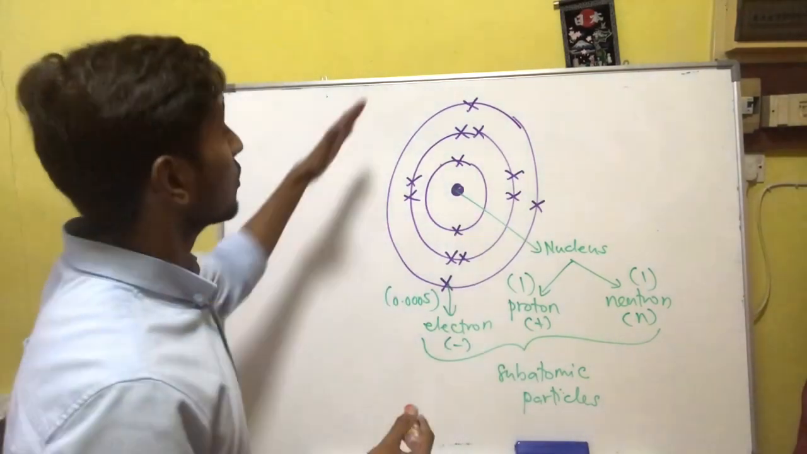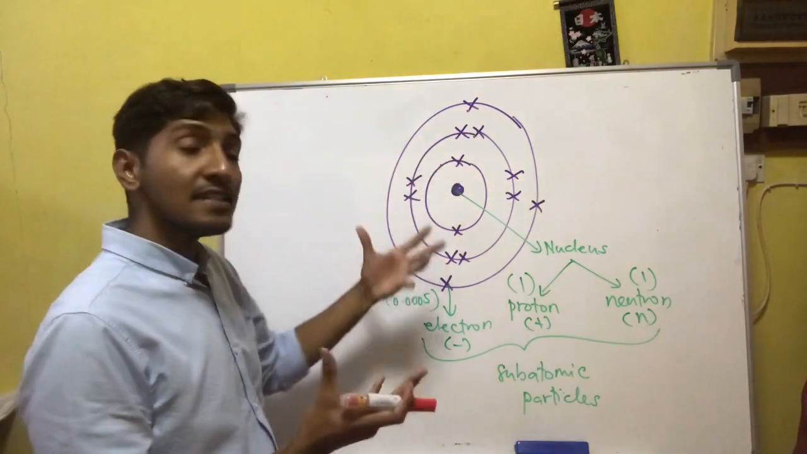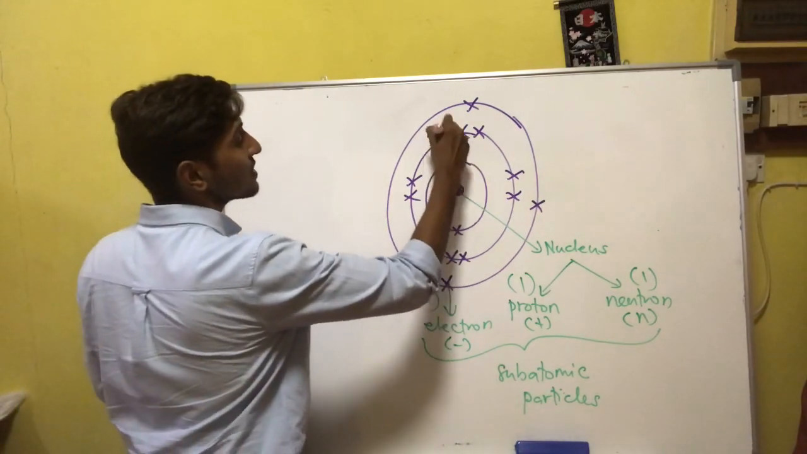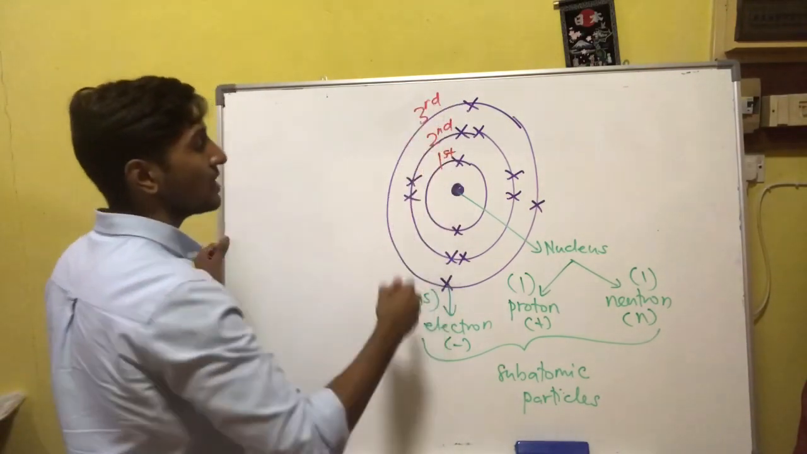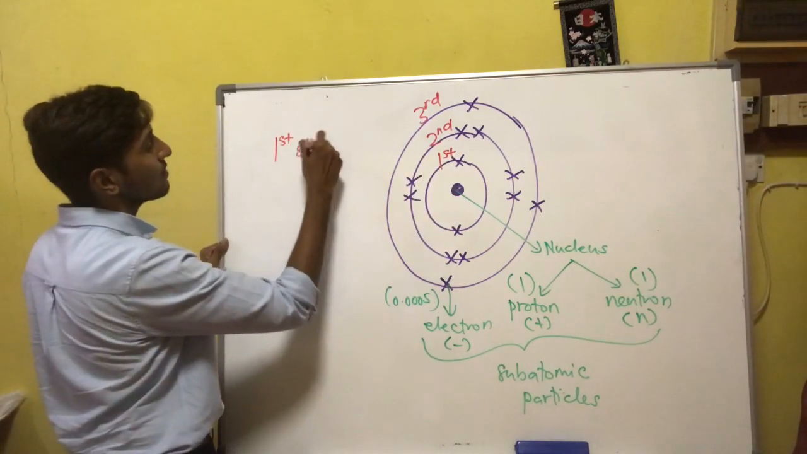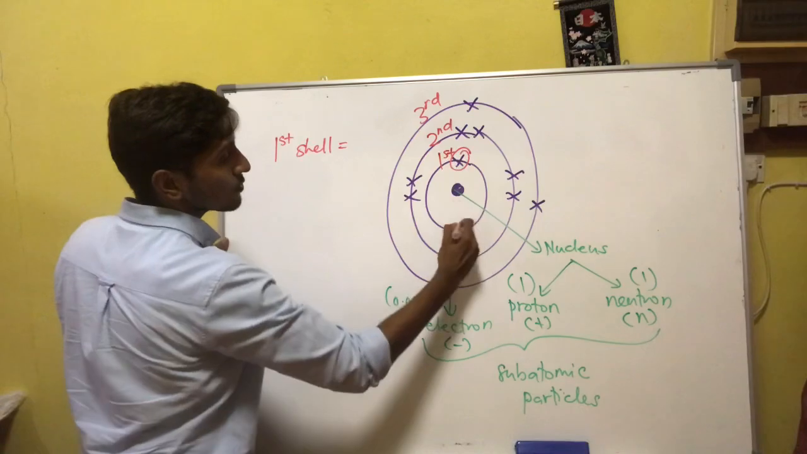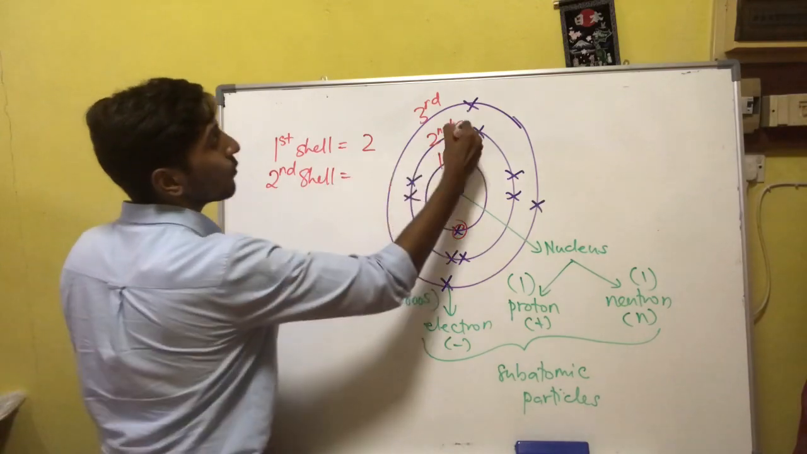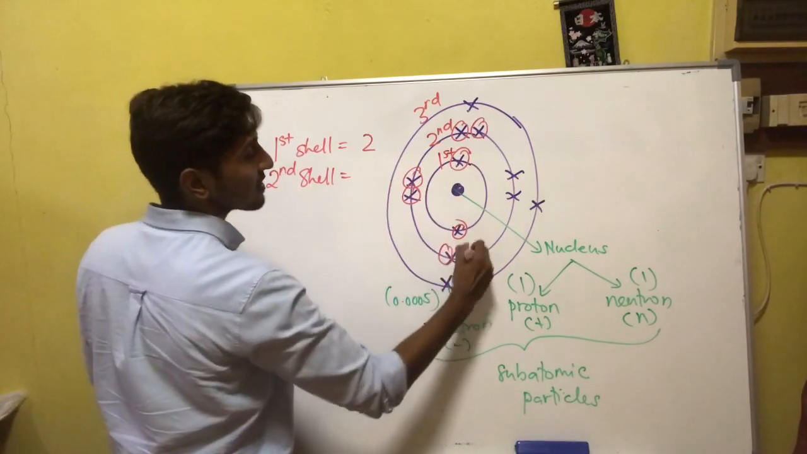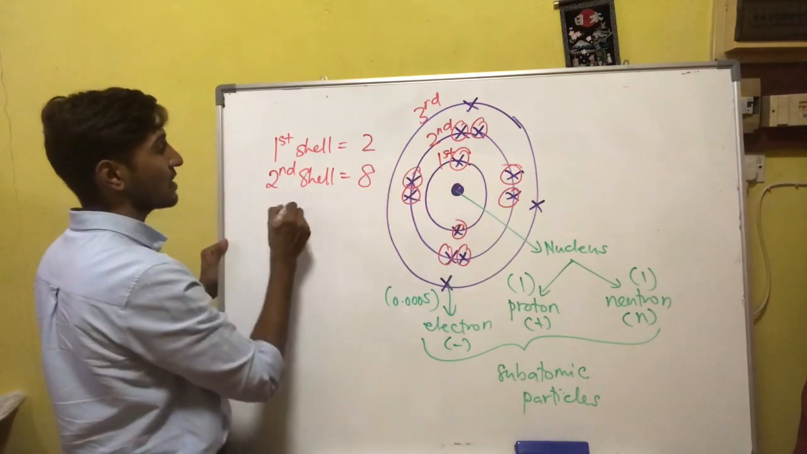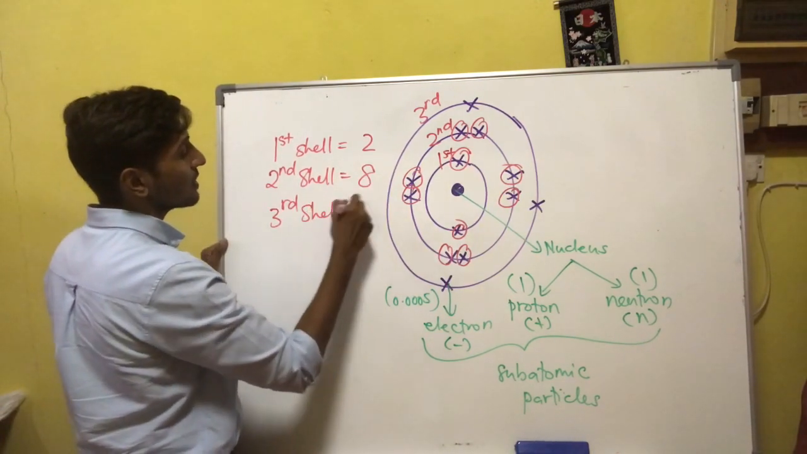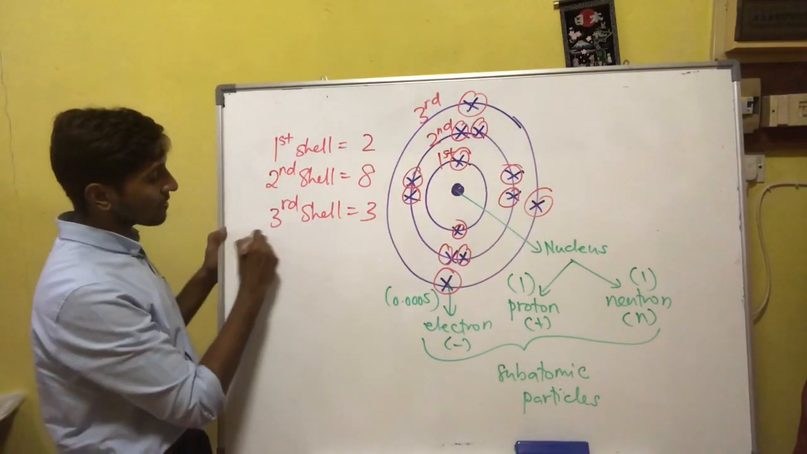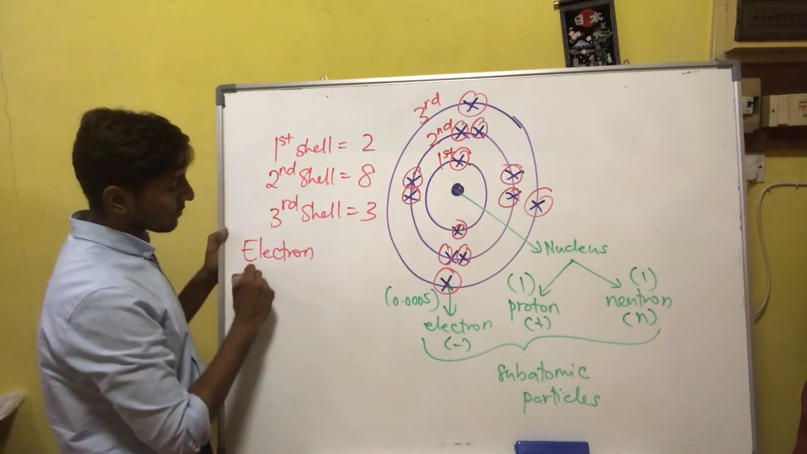Okay, so now we're going to talk about how the structure of atom is and how to state the electron arrangement. So now, we have the first shell, second shell, and the third shell, right? In the first shell, there are 2 electrons. In the second shell, there are 1, 2, 3, 4, 5, 6, 7, 8. So there are 8 electrons. In the third shell, there are 1, 2, 3. 3 electrons.